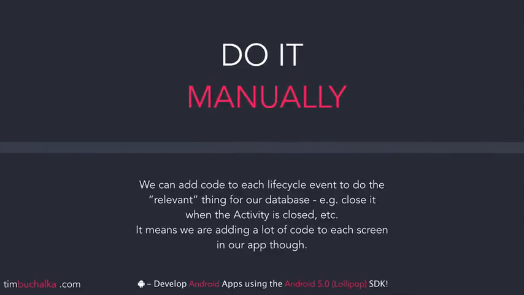We could do it manually. So in other words, we could add our code to each life cycle event. Now, just to refresh your memory, we did talk about life cycles of an app, and the activity, the current screen, in the Flickr app. So if you're unfamiliar with what life cycle means, certainly refer to that app. So essentially, we can do it manually. We can add code to each life cycle event to do the appropriate thing.